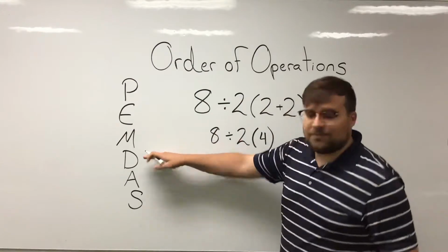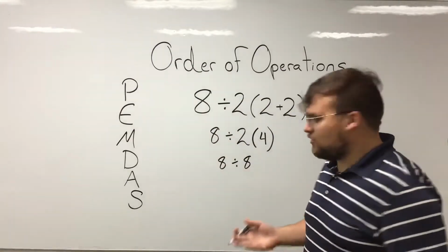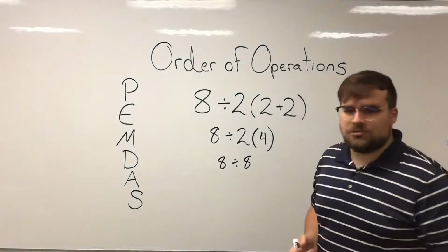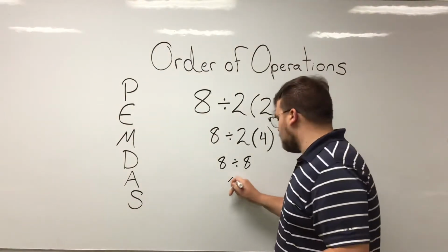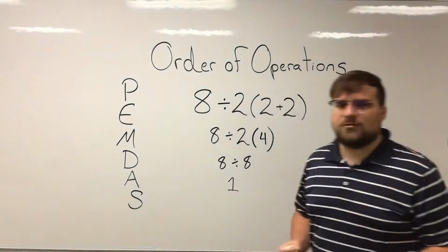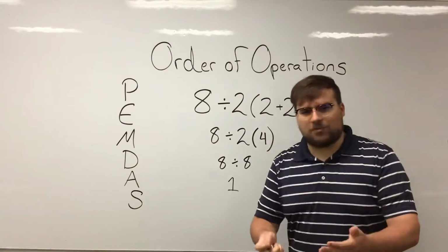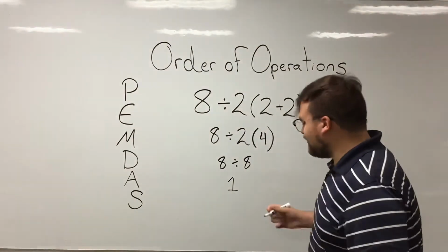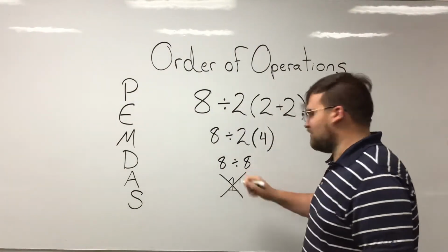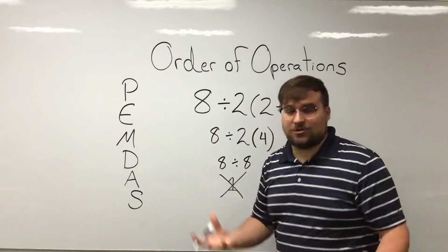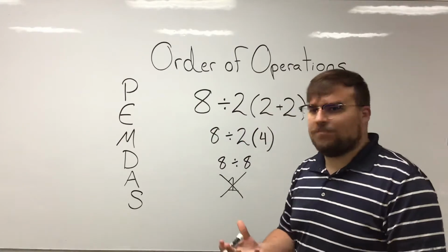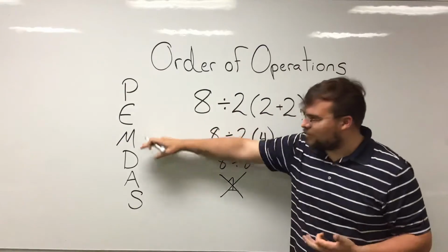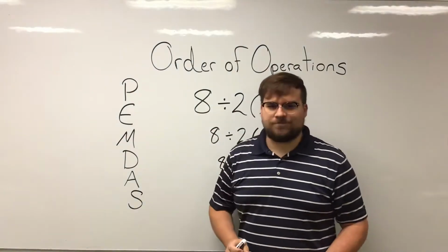We get to our next step, division. And division says, well, divide those. 8 divided by 8, that gives us 1. And we don't have anything left to do here. Now, what's the problem with this? 1 is not the correct answer. It's not accurate. It's not right. But how did that happen? We followed our order of operations.